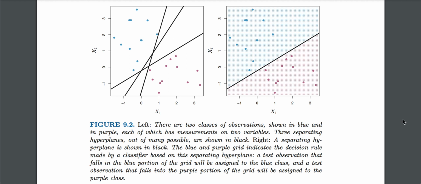So here we have this cloud of blue points, and here we have the cloud of purple points. What we observe is that there are many hyperplanes that are separating hyperplanes. There are actually infinitely many separating hyperplanes.